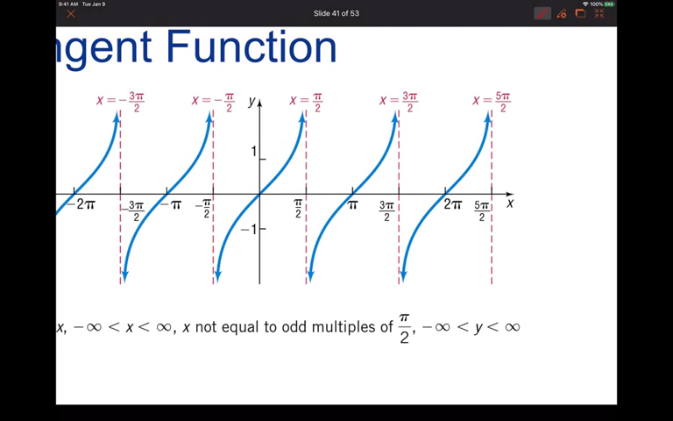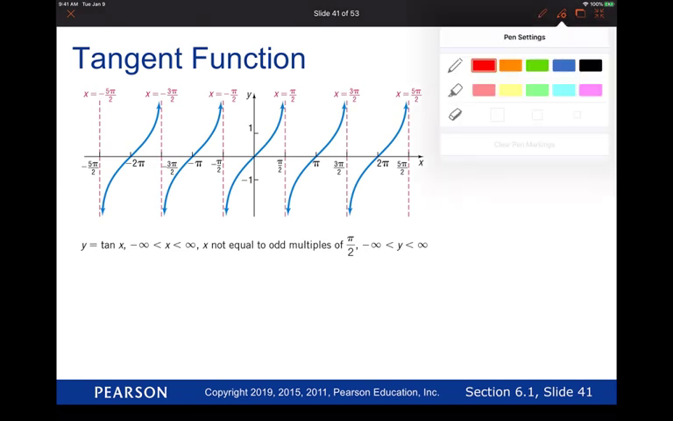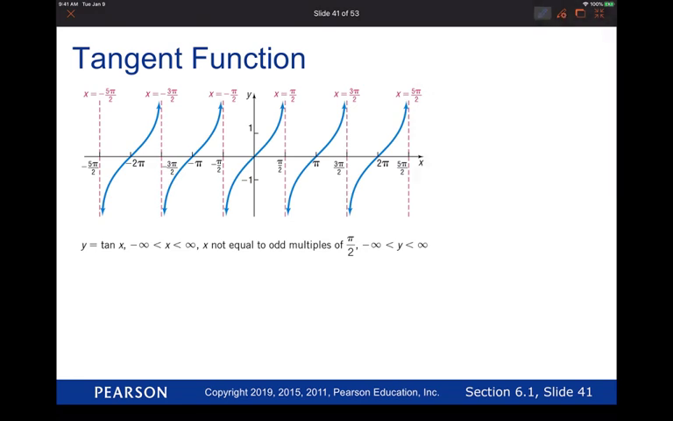So if we restrict the domain to the negative 90 to 90 interval, that means all the stuff on the left is going to go, all the stuff on the right is going to go, and we're just going to have that one S shape in the center. Then that one by itself will pass the horizontal line test, and then we can talk about inverse trig, inverse tan.